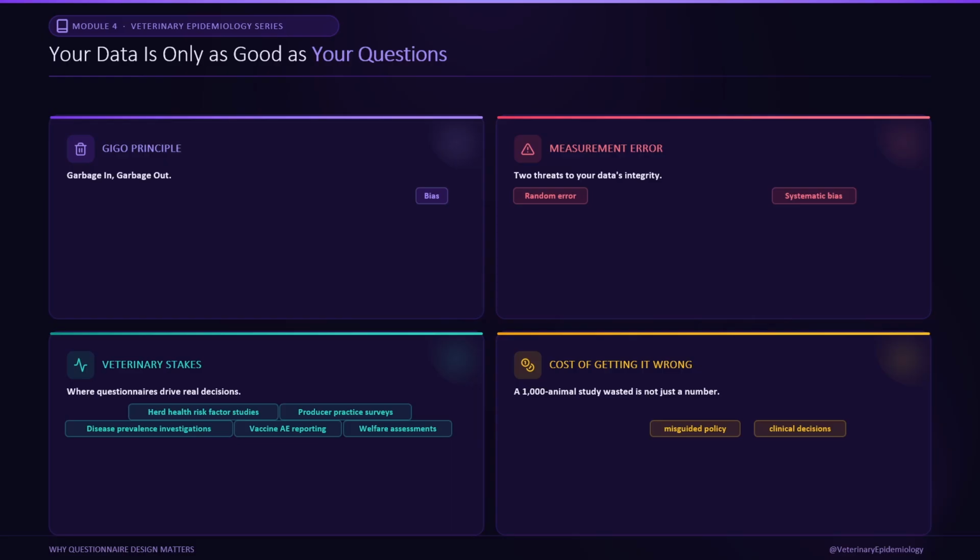A well-designed questionnaire rests on three pillars. First, validity. Is the instrument actually measuring what it claims to measure? Second, reliability. Does it produce consistent results across different administrations, raters, or time points? And third, feasibility. Is it practical? Can your respondents actually complete it? And can your team actually administer it in the field?